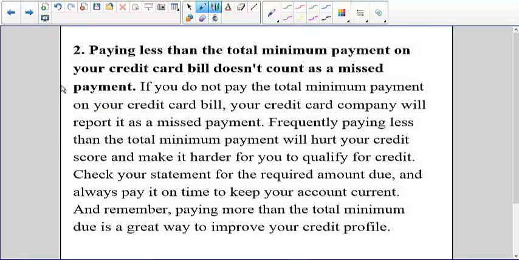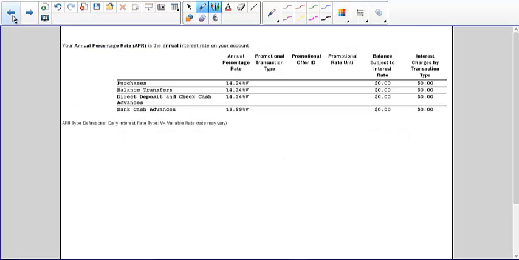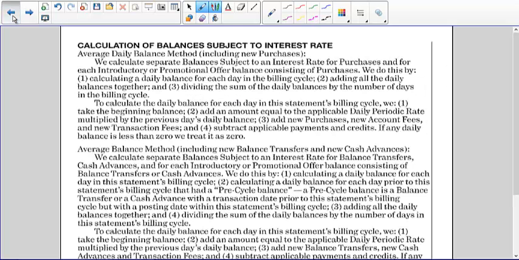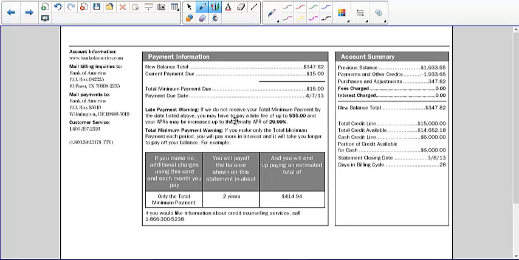Paying less than the total minimum payment on your credit card doesn't count as a missed payment. Okay, let's see. If you do not pay the total minimum payment on your credit card, the company will report it as a missed payment. What does it say? Paying less than your total. Yeah, I guess maybe these are myths. I think these are myths, and the reality is, if I go back to my credit card statement here, I think there was probably somewhere it might say, total minimum payment due $15.